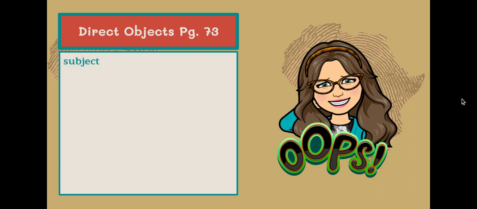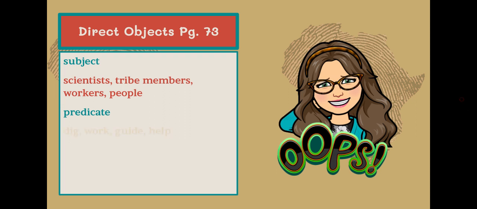Think about Africa Digs and answer the question, who or what did it? Question. People like scientists, tribe members, workers, and people. Now I want you to generate answers to the what did they do question. Maybe things like dig or work or guide or help.